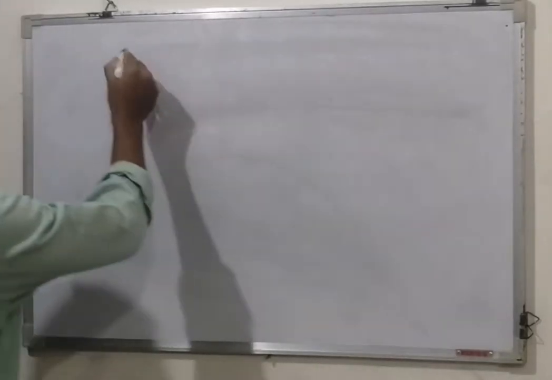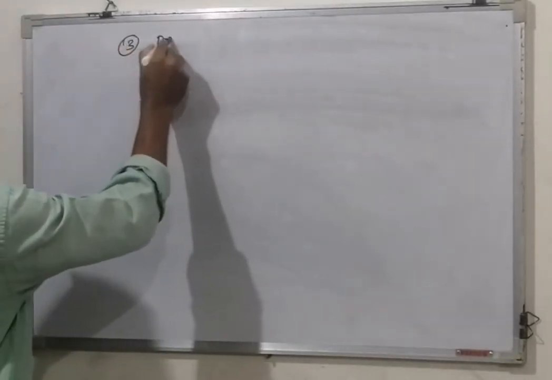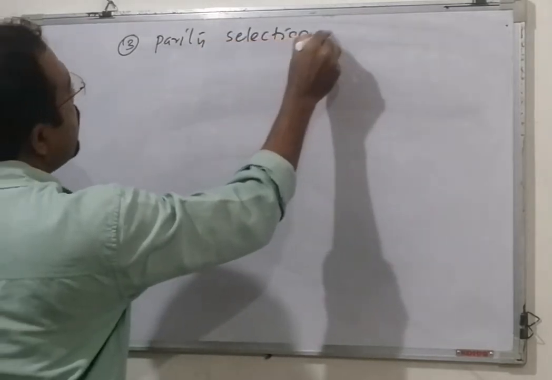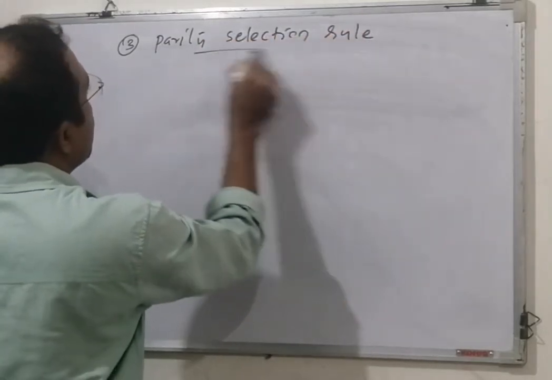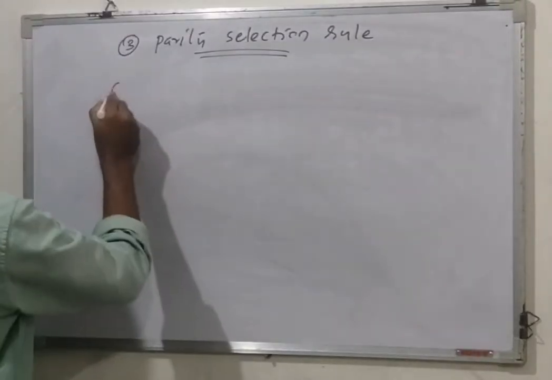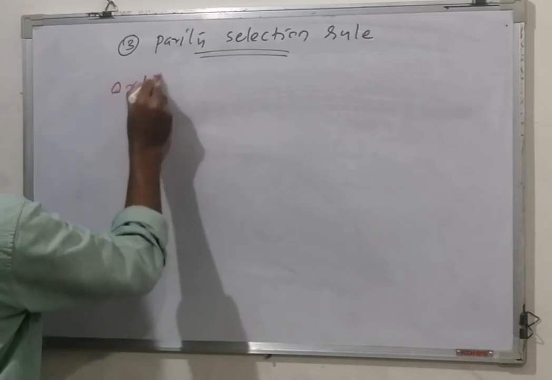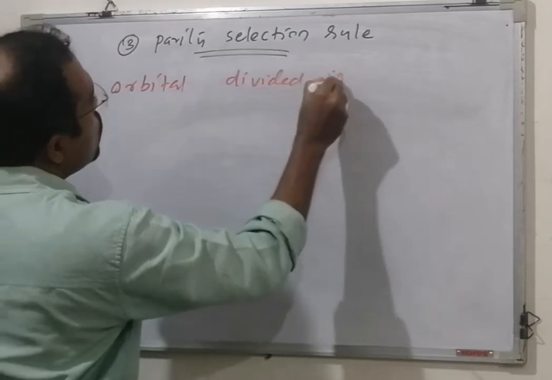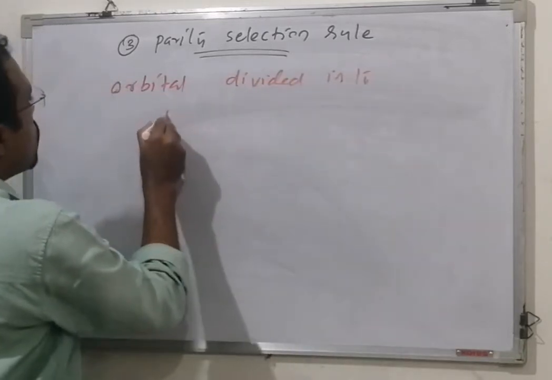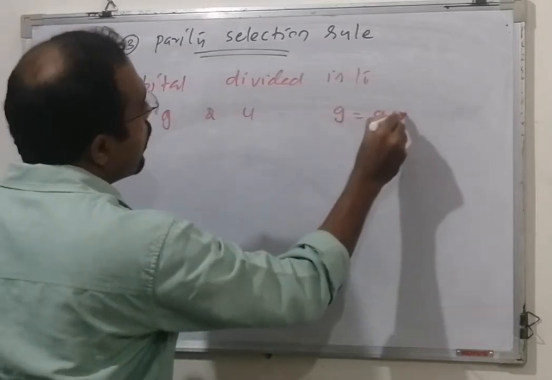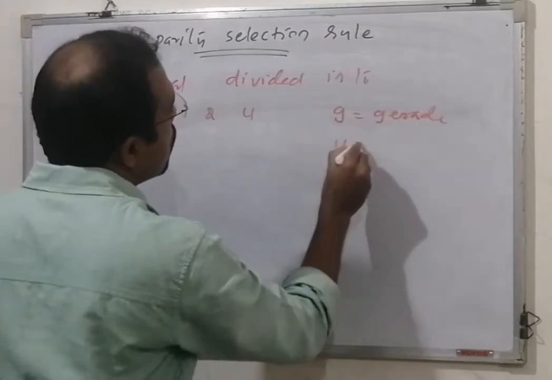Then, third is the parity selection rule. This is something new, maybe. Parity selection rule. Now, orbitals are divided into gerade and ungerade, G and U. What is G? G is called gerade, or symmetrical, or ungerade.